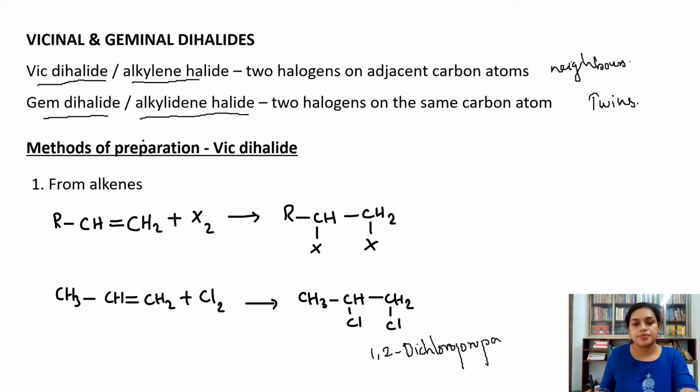1,2-dichloropropane. So this is a simple reaction. You know the reaction, right? This is the first method of preparation of a vic dihalide: alkenes plus halogens. Directly you will get a vic dihalide.